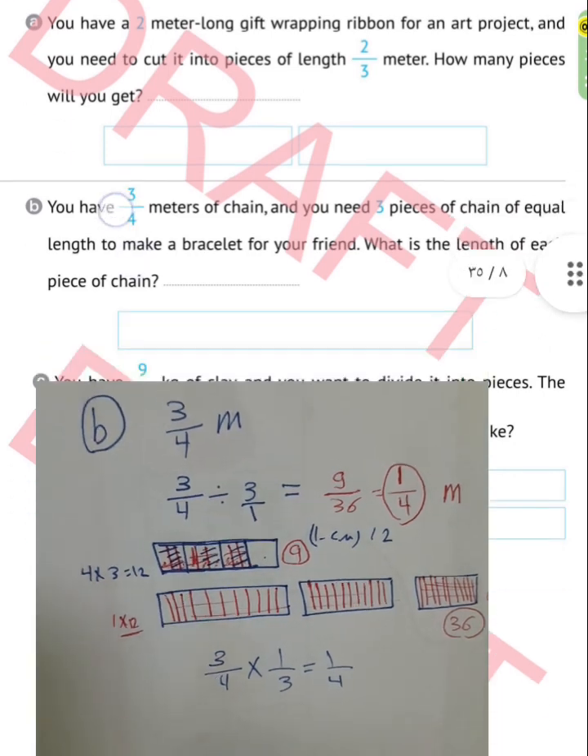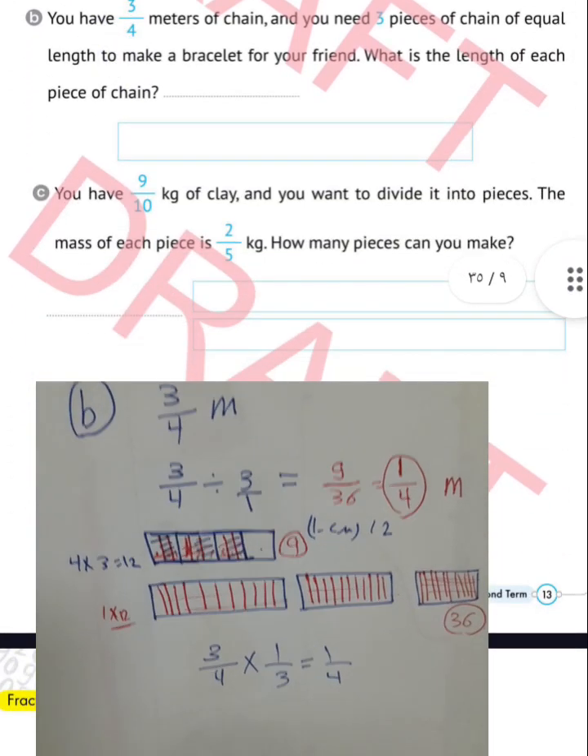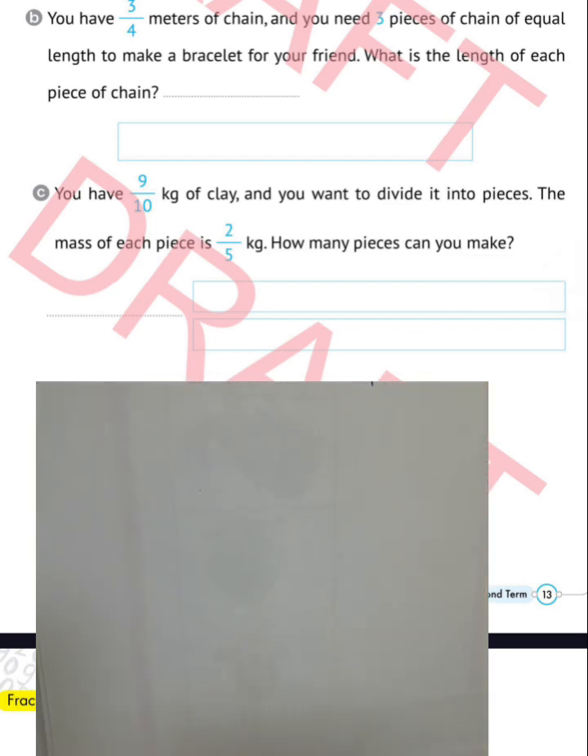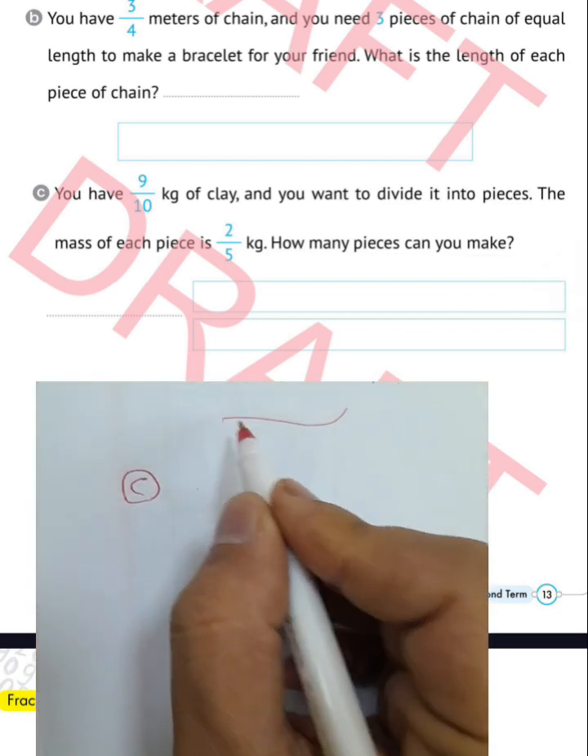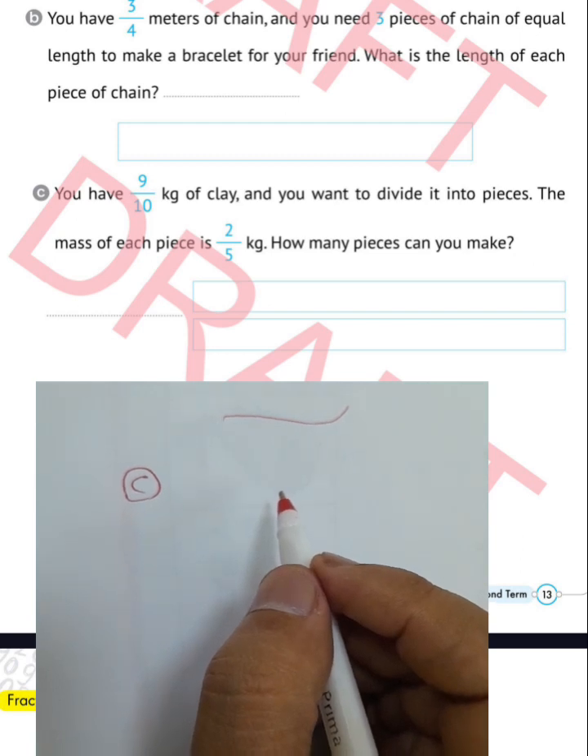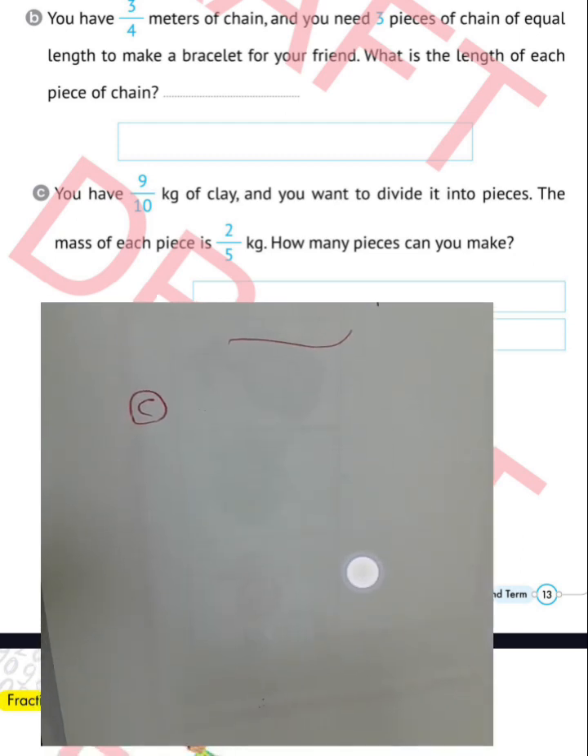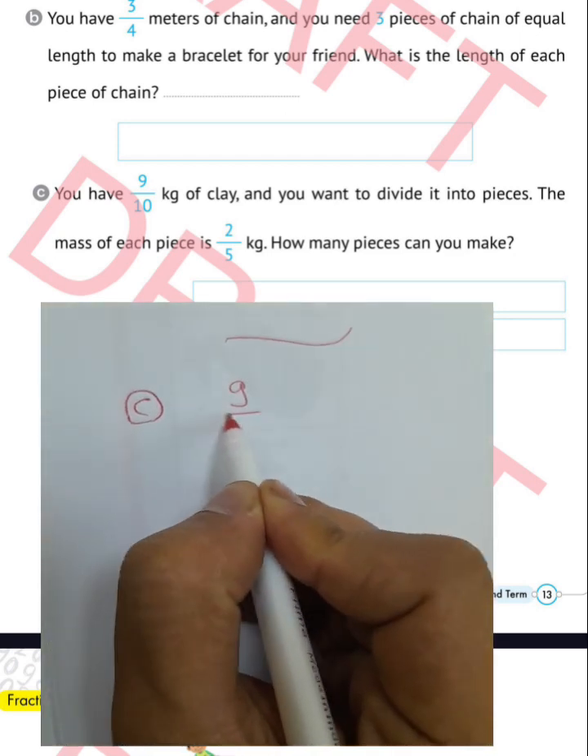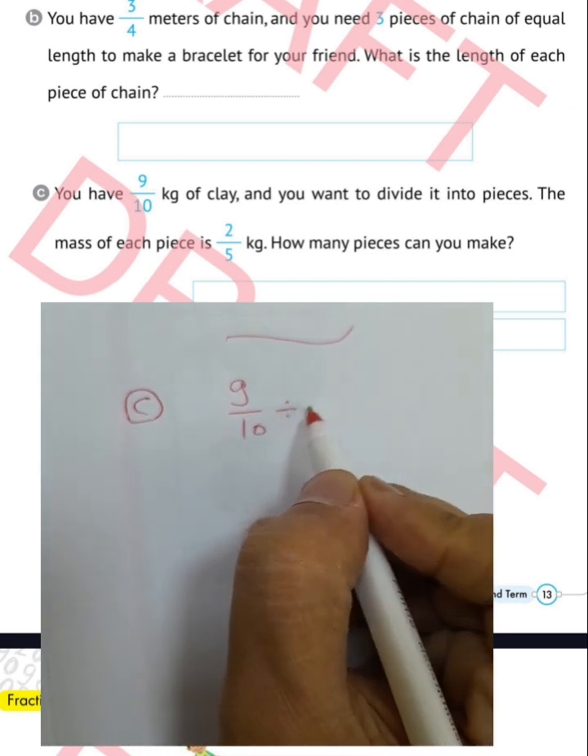Question letter C. You have 9 over 10 kilogram of clay, and you want to divide it into pieces. The mass of each is 2 over 5 kilogram. How many pieces can you make? We can write 9 over 10 divided by 2 over 5.